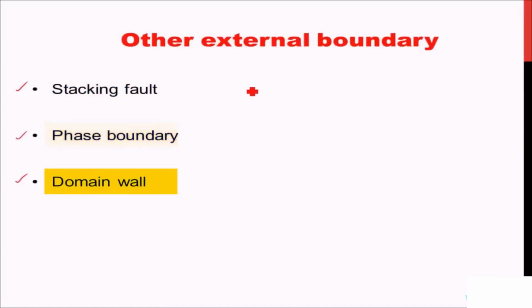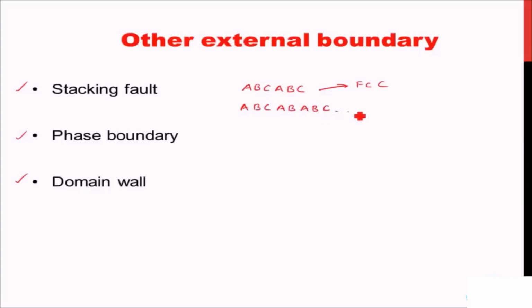Stacking fault. I have said that ABC arrangement is present in FCC crystal, right? Suppose it so happens that ABC, AB, ABC, and further it continues ABC, ABC. So here effectively what is happening is there is a fault in the stacking sequence, right? The C layer is absent here. So this type of defect due to a change in the stacking sequence is known as a stacking fault.